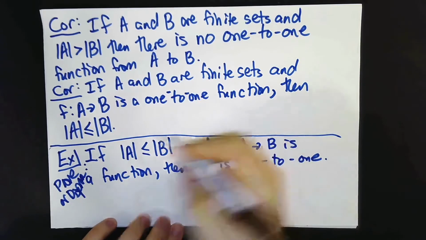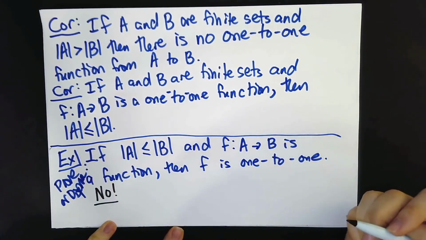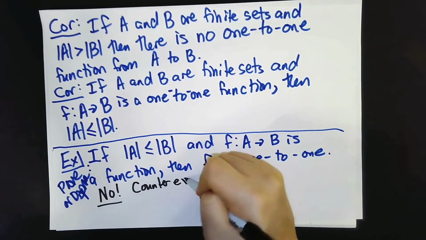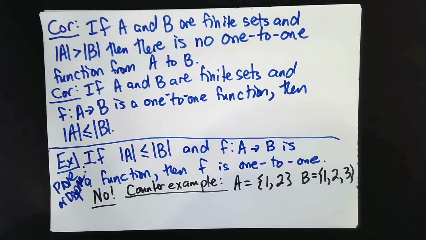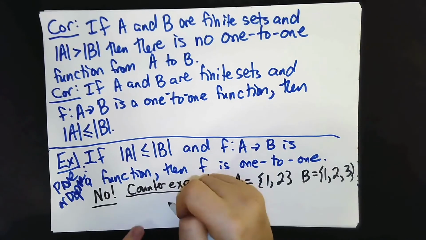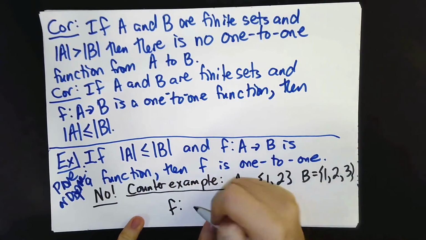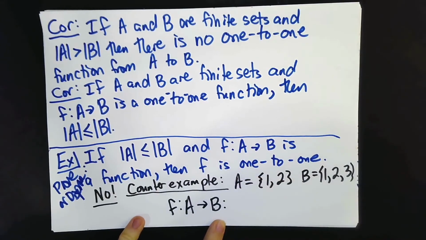And this, I want to emphasize, is not true. And so if I want to convince you it's not true, I have to give you a counterexample. So here is a counterexample. Here is my set A. It contains 1 and 2. Here's my set B. It contains 1, 2, and 3. And I'm going to write you down a function from A to B that is not 1-to-1.